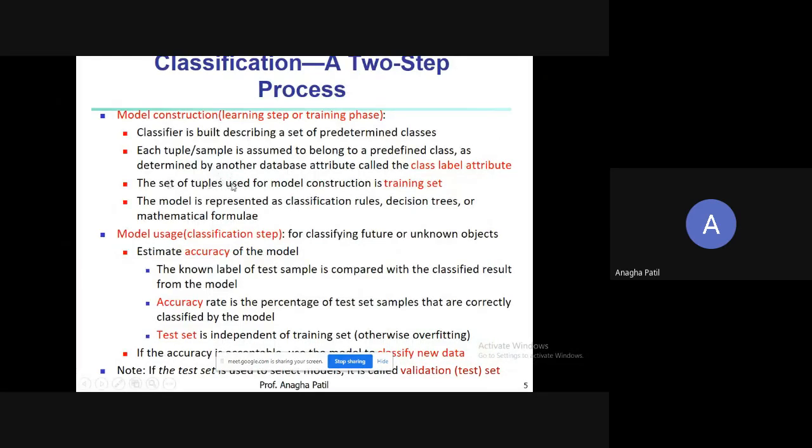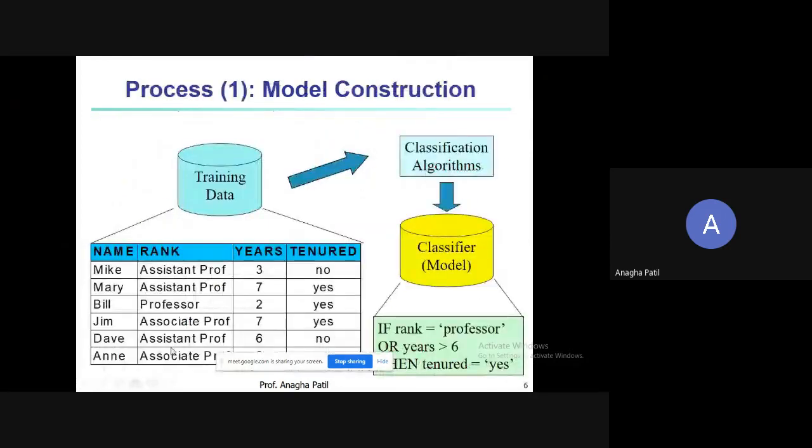Now, the set of tuples used for the model construction is the training set. Let's say we have this particular database provided. Out of this, certain records or samples would be used as training data, not all. Based on that, you will train on the data set. So let's say the name is Mike, the rank is assistant professor and he has spent 3 years, then tenured is equal to no. The second record says that if the rank is assistant professor and the years spent are 7, then tenured is yes.